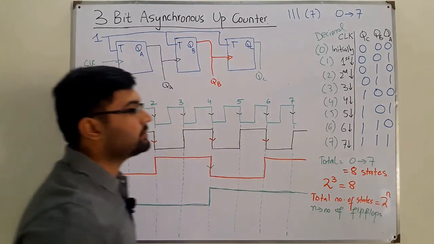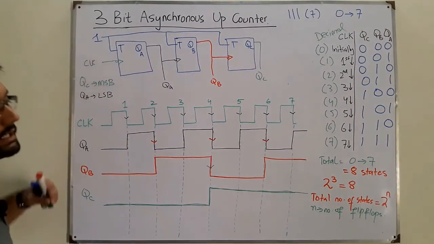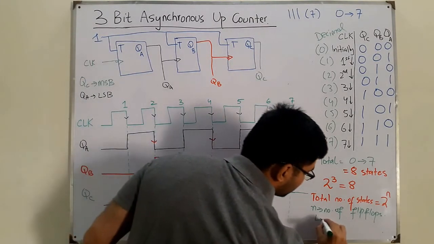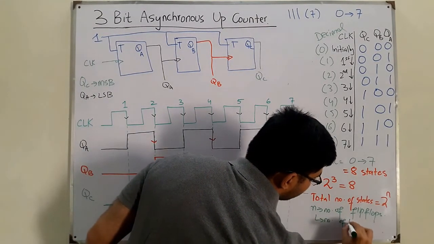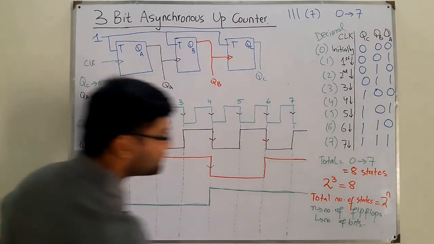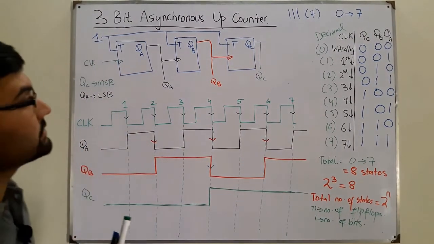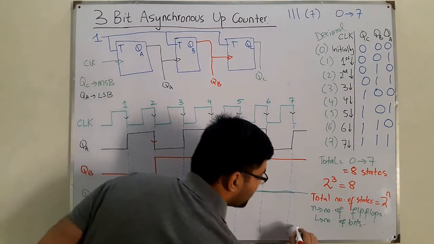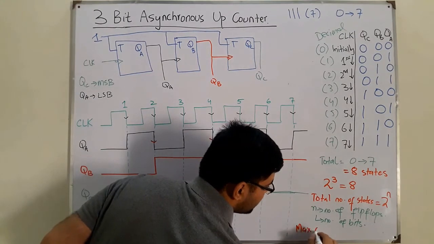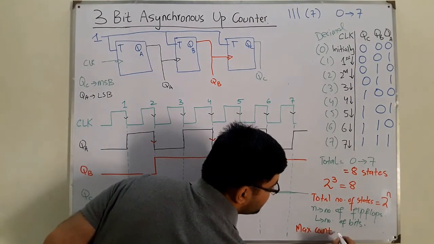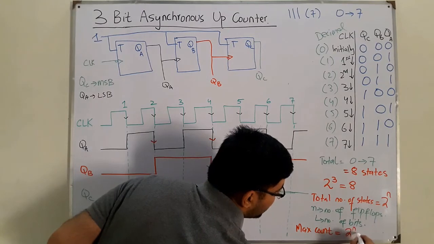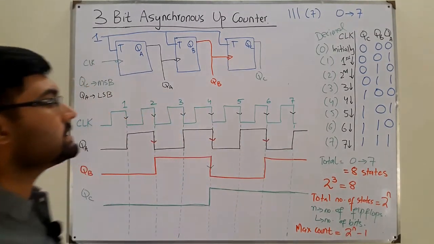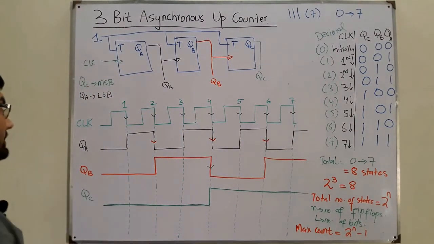And the number of flip-flops depends on the number of bits. And the generalized formula for maximum count is what? The maximum count that a counter can do is 2 to the power n minus 1. As in this case, you can see it can count to 7.